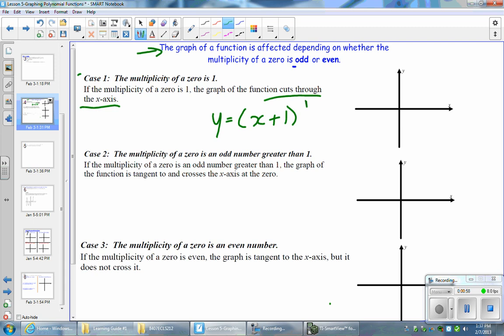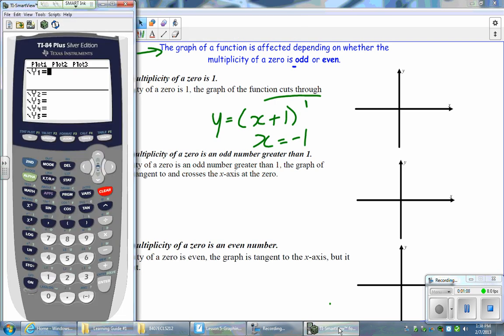So we're actually going to graph a linear function here, y is equal to x plus 1, where the zero, or the x-intercept, is going to be at negative 1. So let's take a look at what happens on the graph when I graph this function. Go to your y equals screen, plug in x plus 1, try a zoom 6 standard for now, see if that works, and it's perfect.